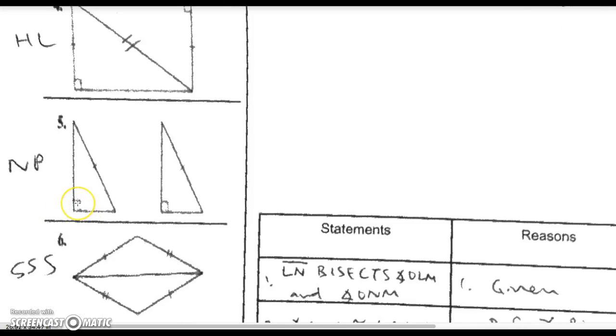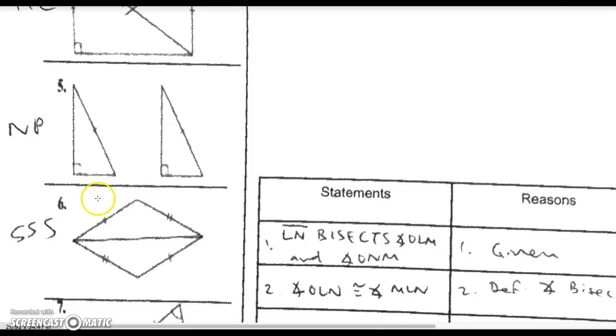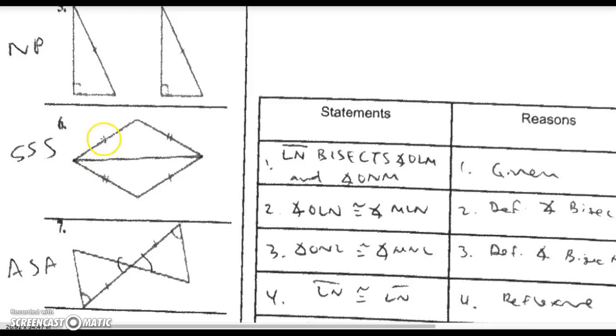Question number 5. You have congruent angles there, so you just really have an angle and a side. This is not enough information, so write not possible. Question number 6, you have a hidden one that's reflexive, so 3 congruent marks there. That would be side.